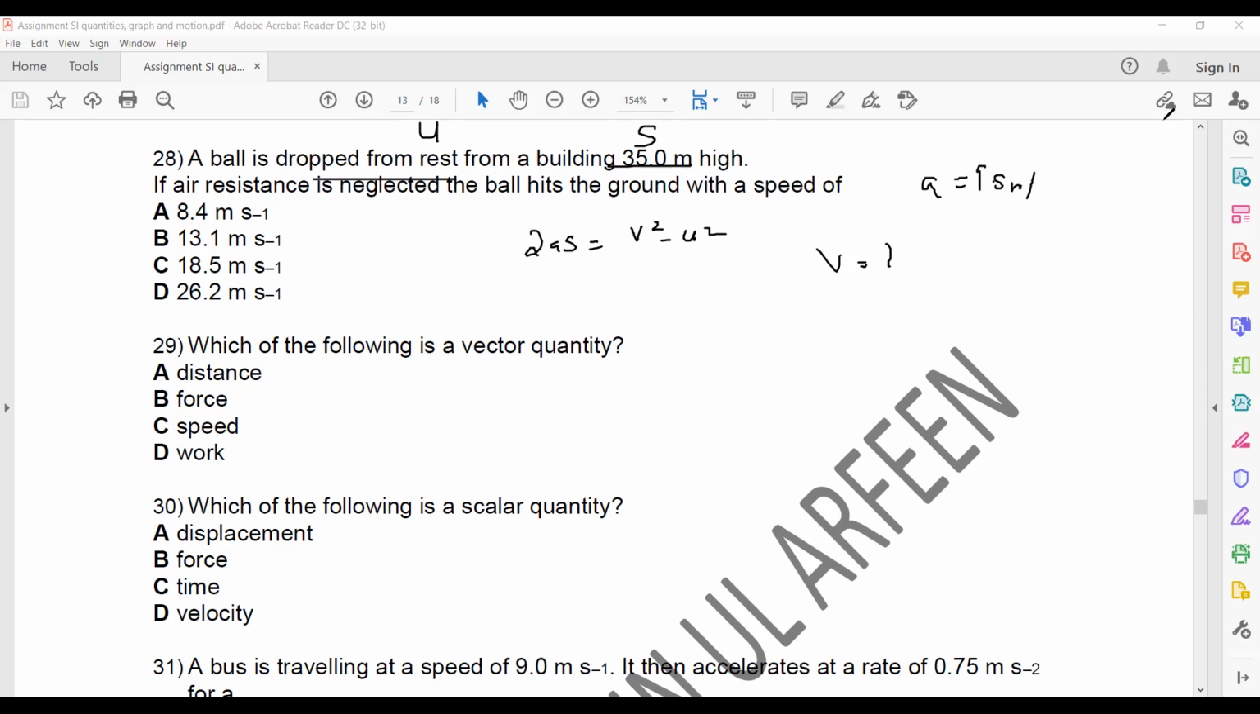So what could be the right answer for question 28? A ball which is dropped from a certain height, its acceleration will be 9.8 meter per second square. Yeah, that's right. D is the correct answer.